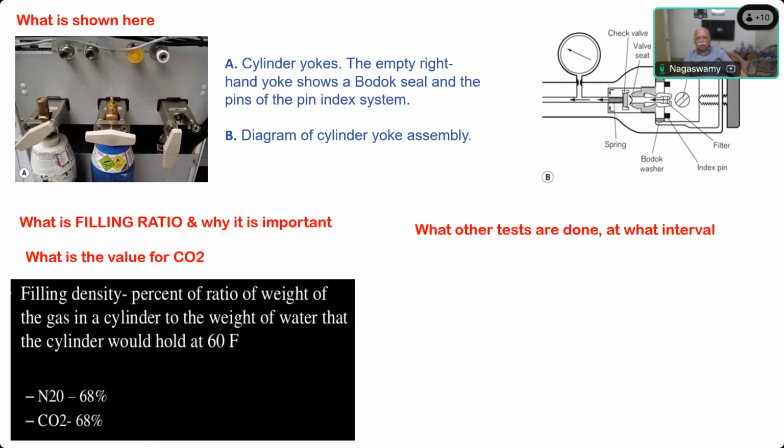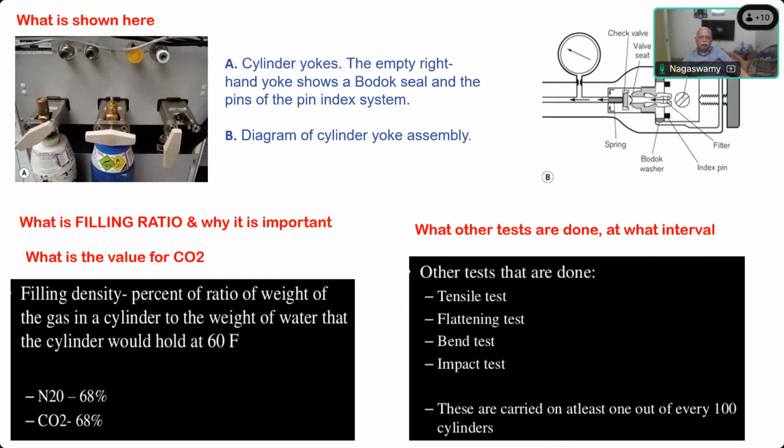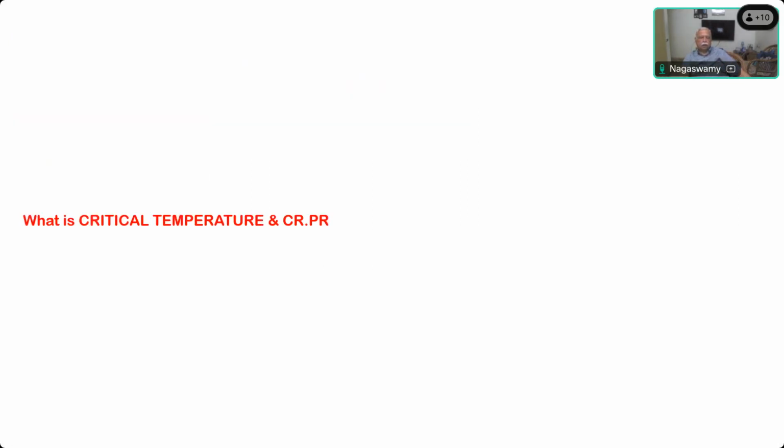What are the tests done to assess the integrity or the strength of the cylinder, and at what interval? Another question. The tests done are called tensile test, flattening test, bend test, and impact test. And they are done at least 1 out of every 100 cylinders and every 4 years. So for every 4th year, one cylinder out of 100 cylinders will be tested, and it will be imprinted on the cylinder itself: the test carried out, the date, and which quarter of the year it is done.